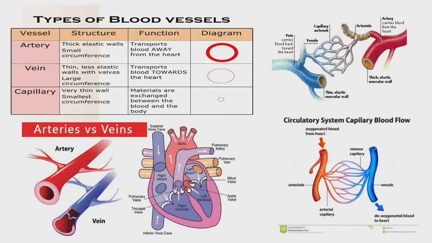Now here you can see that these are the blood vessels. Here the exchange of material takes place: the deoxygenated blood comes here, exchange takes place, and the oxygenated blood goes to the various parts of the cell. So that's all we have to see.